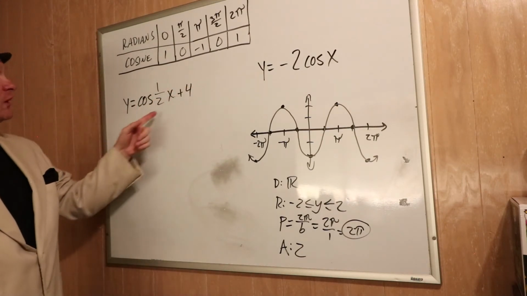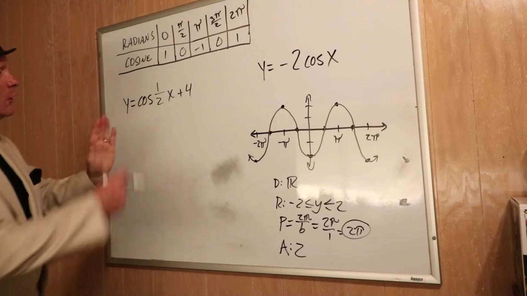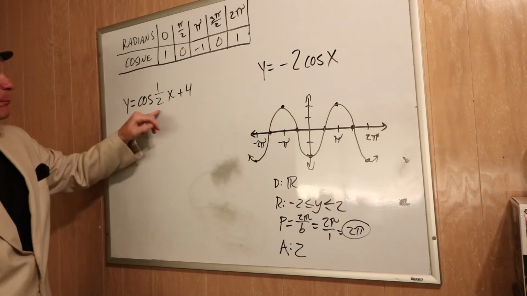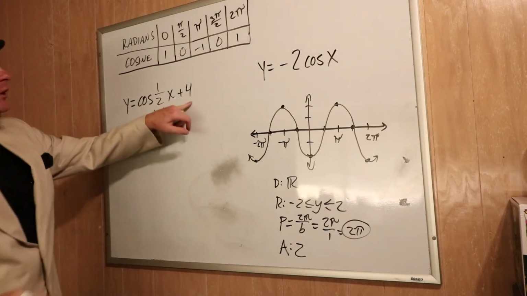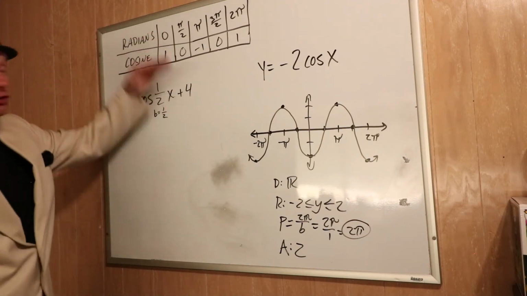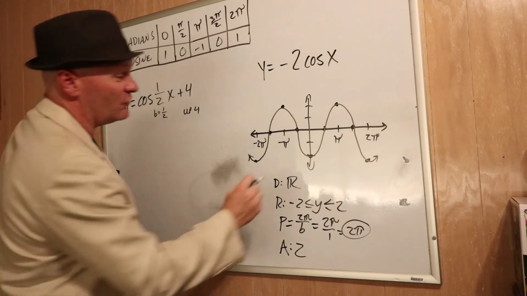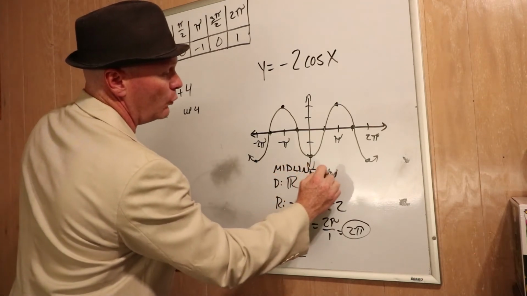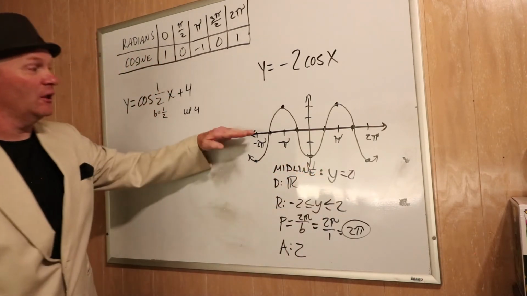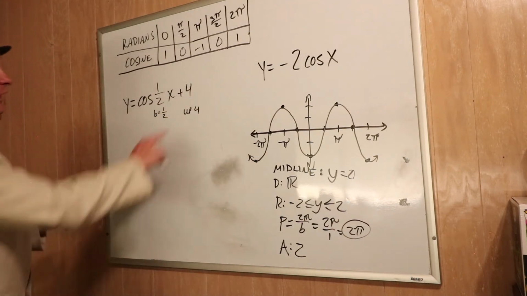I see two transformations on this one. We have a horizontal stretch or shrink. We have a b, right? b equals 1/2 on this one. And then we also have a vertical shift. It moves up 4. That's the other thing we're missing here. The midline on this one is y equals 0. Remember, the midline will always be y equals 0 unless there's a vertical shift like this one.